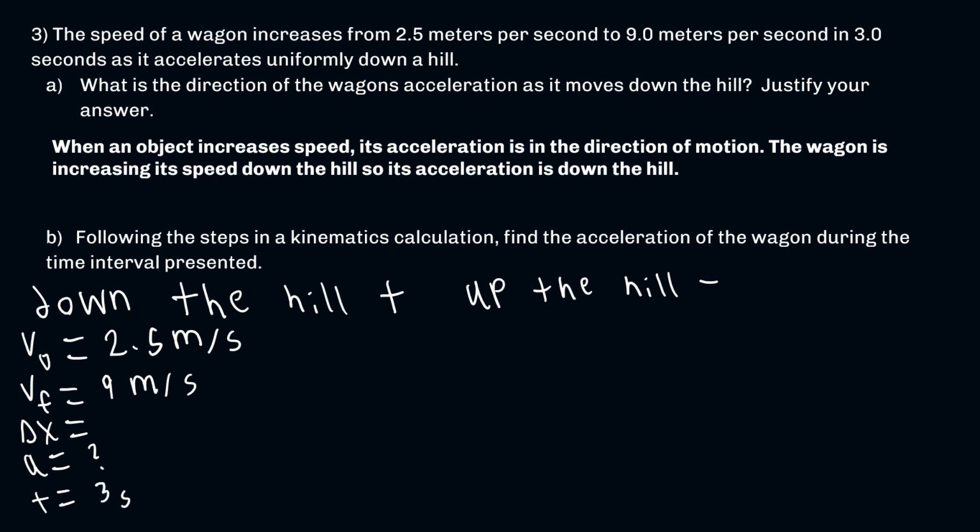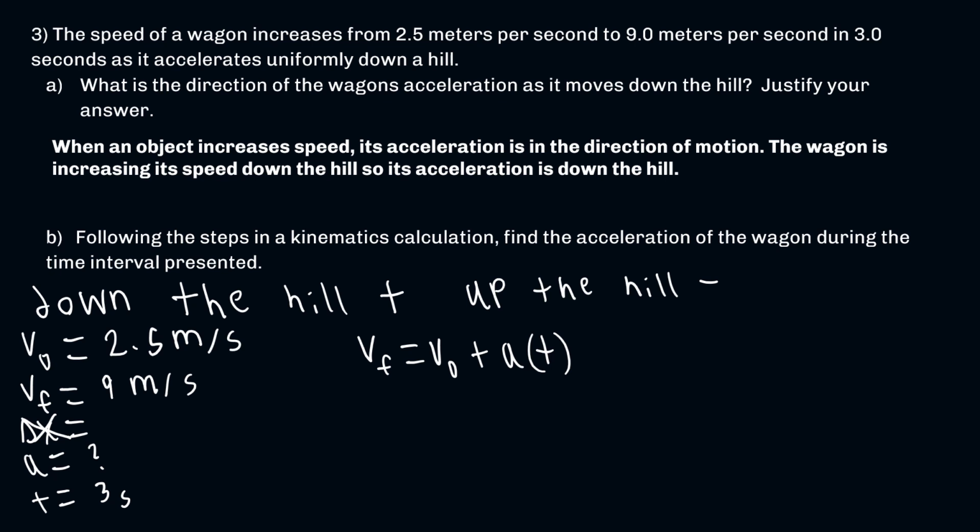Since we have 3 out of the 5 variables, I don't need my displacement here, so we can just get rid of that. And we have enough to use one of the kinematics equations. We have the initial velocity, the final velocity, the time, and we're trying to find the acceleration. So the equation we can use is my final velocity equation. I can put here that Vf equals V naught plus AT.